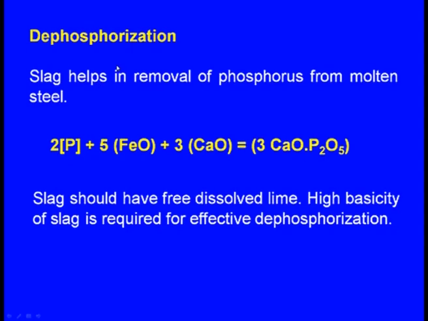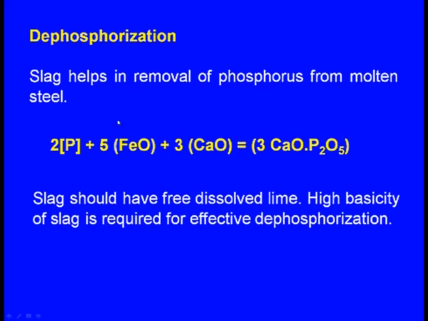Next one, dephosphorization. Just like desulfurization, here there is another method, dephosphorization. Dephosphorization means removing excess phosphorus from the molten steel. Here slag helps in the removal of phosphorus from molten steel.